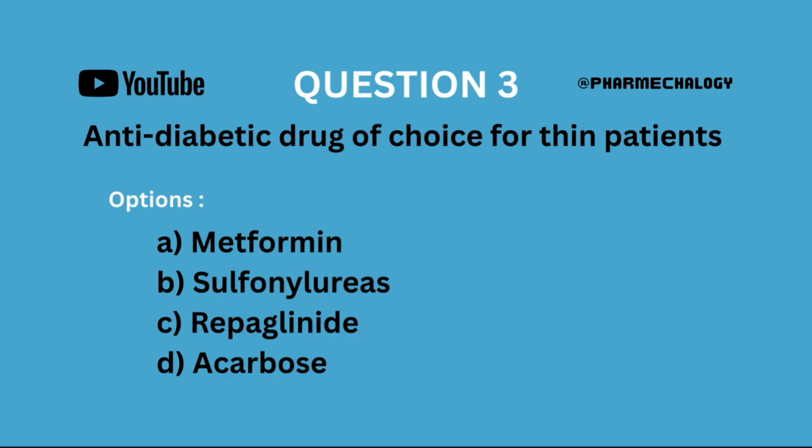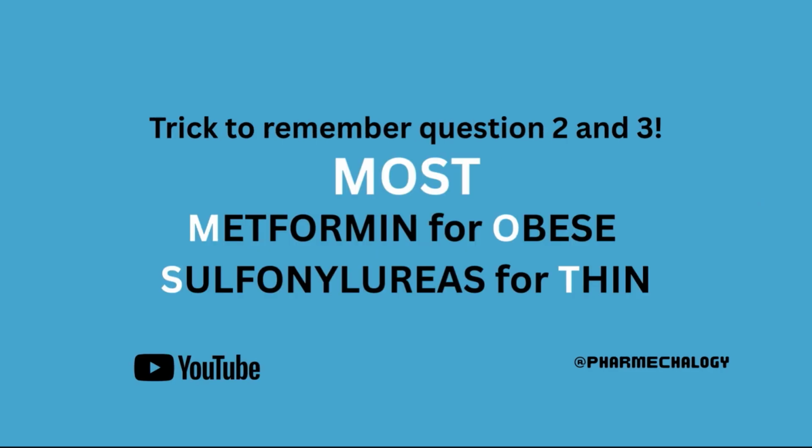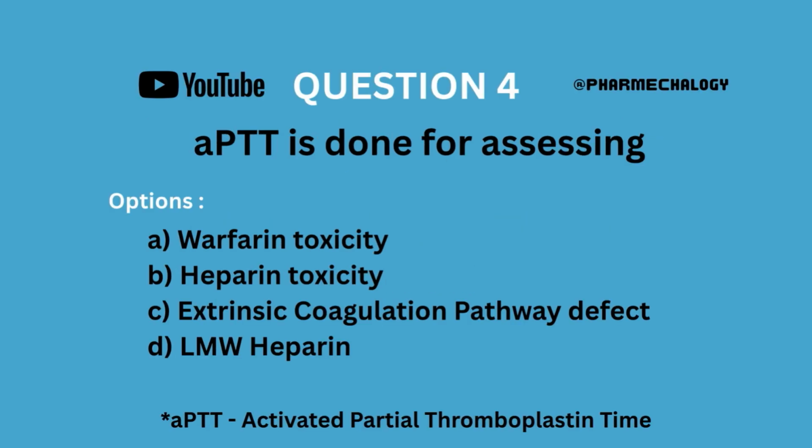Pause the video and think for your answer. Okay, if your answer was sulfonylureas, you're absolutely correct. And now let's see the trick to remember for both the subtle differences in questions. Okay, you have to remember the word most, where metformin for obese and sulfonylureas for thin. Okay, let's proceed to the last two set of questions.